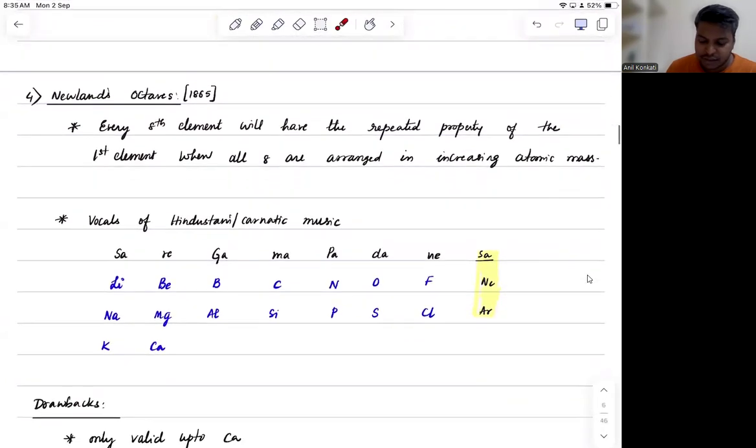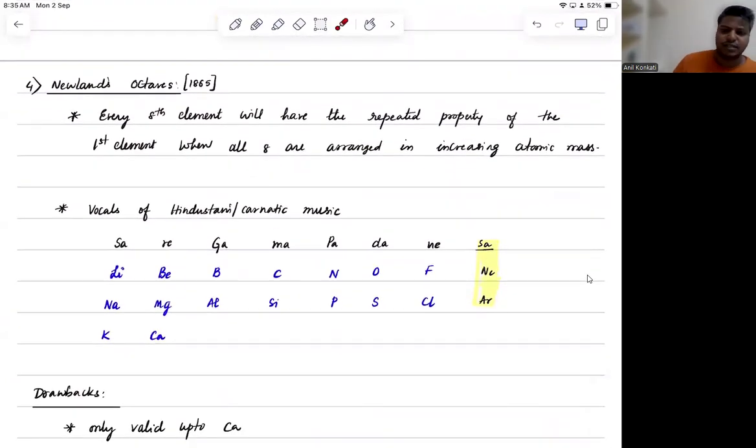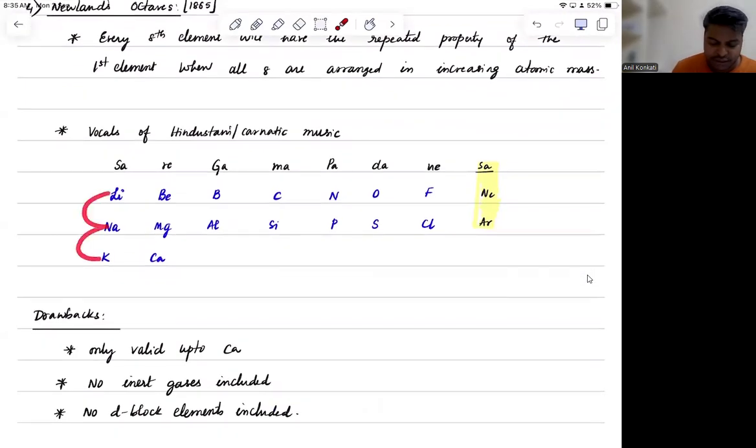Next, Newlands' octaves. Newlands' octaves is about properties repeating after every eighth element. So lithium here, then 1, 2, 3, 4, 5, 6, 7. The eighth element is sodium. In that case, there was no description of noble gases. So lithium, sodium, potassium had similar repetitive properties. The same logic applies to beryllium, magnesium, and calcium.